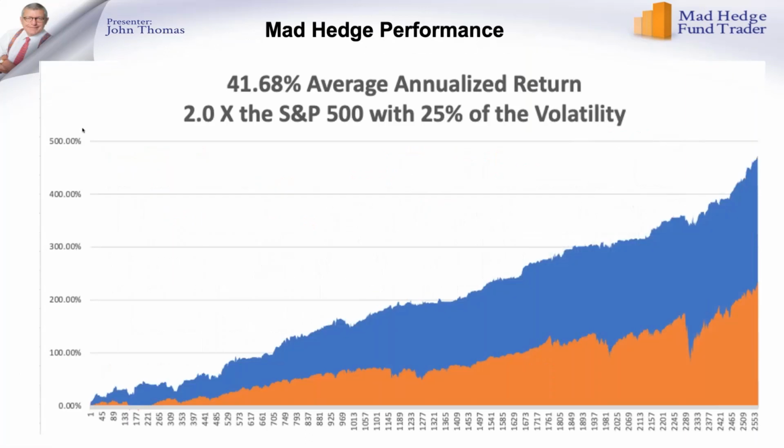This is the Mad Hedge performance over the last 13 years, and we have averaged a 41.68% return with only 25% of the volatility. That's 2 times the S&P 500. Now you can see last year our maximum drawdown during the crash was only 12%. For the index as a whole, it was over 40%.